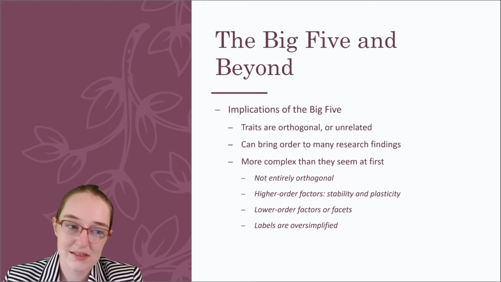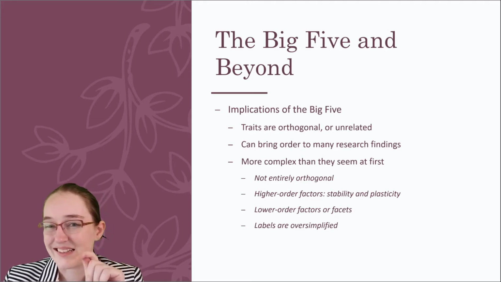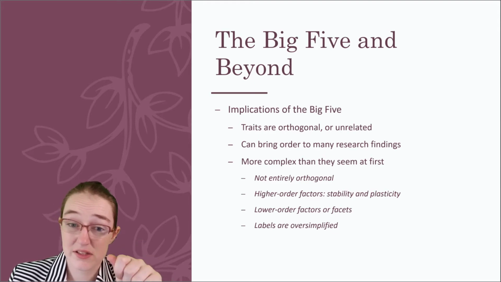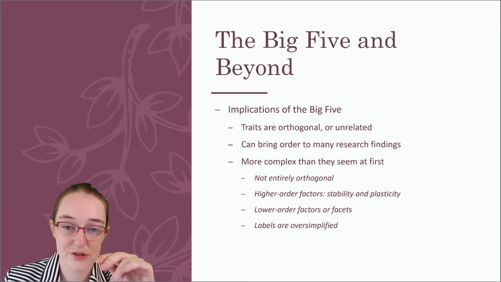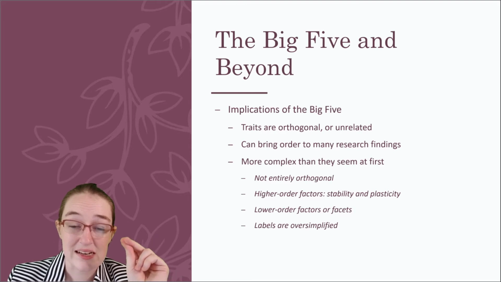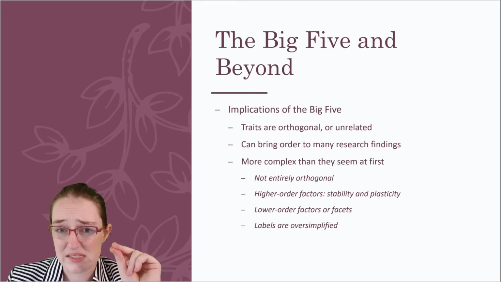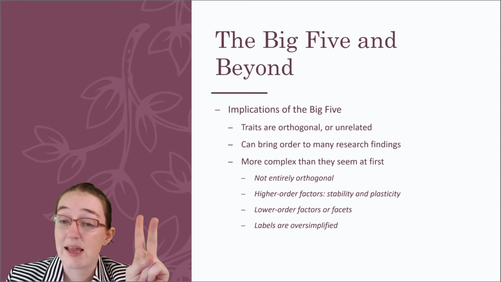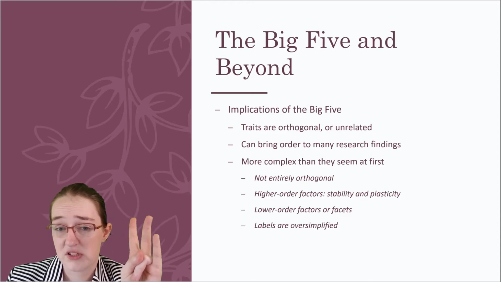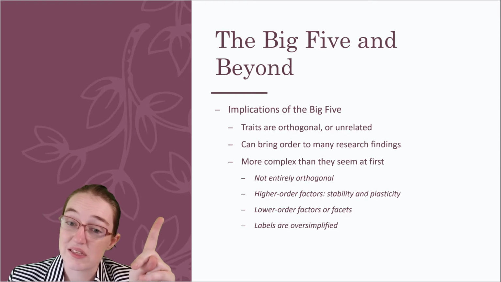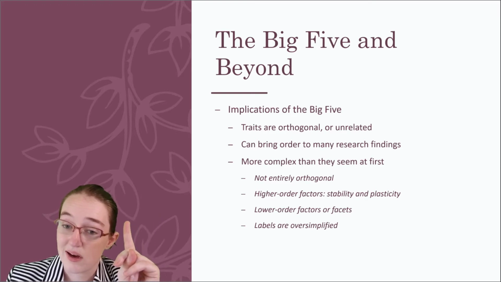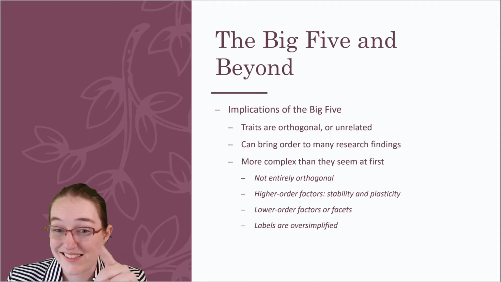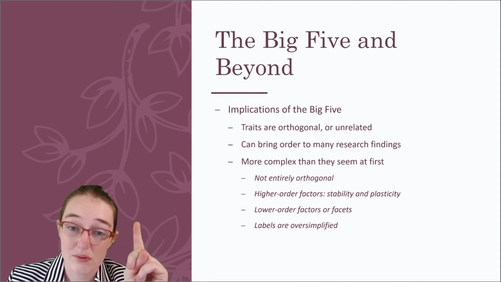It never is. So the traits aren't exactly uncorrelated. There might be higher order factors. There are higher order factors. One is called stability. And stability is associated with agreeableness and conscientiousness and lower levels of neuroticism. So if you score high on agreeableness, you also are likely to score highly on conscientiousness and score really low on neuroticism.